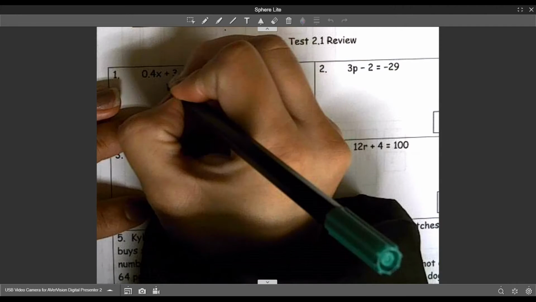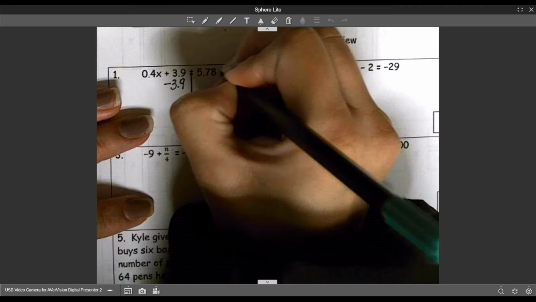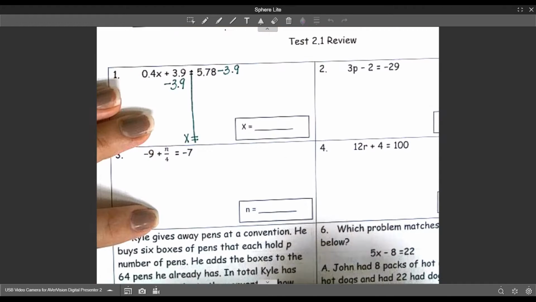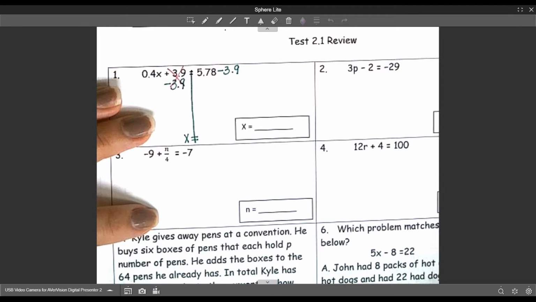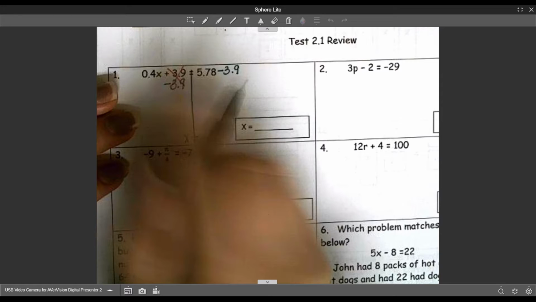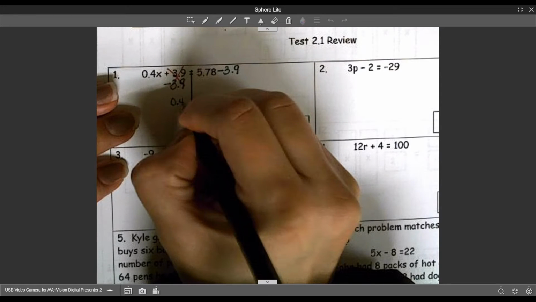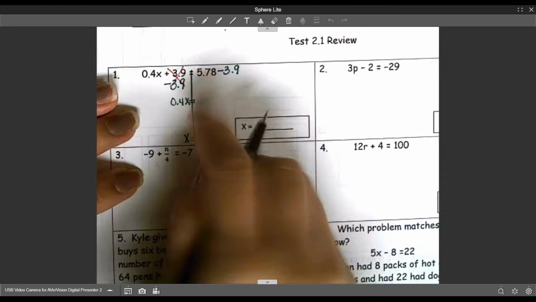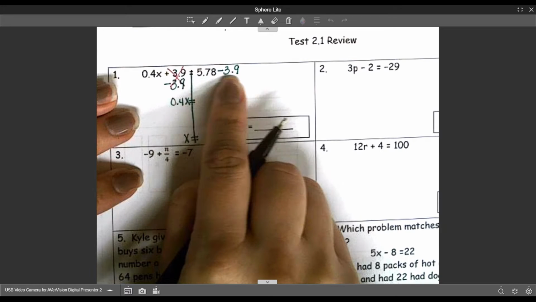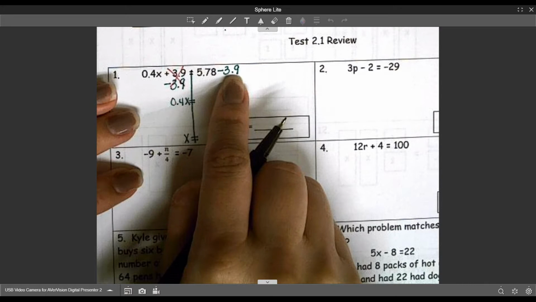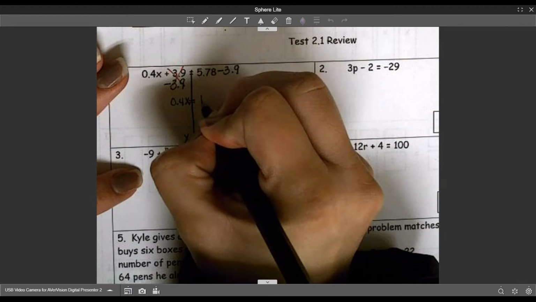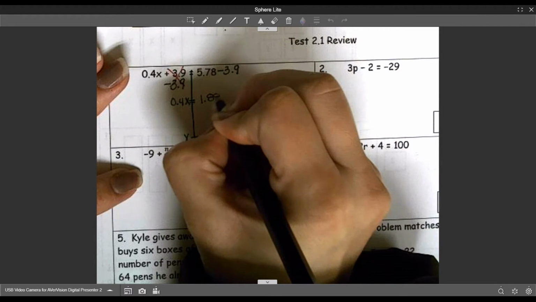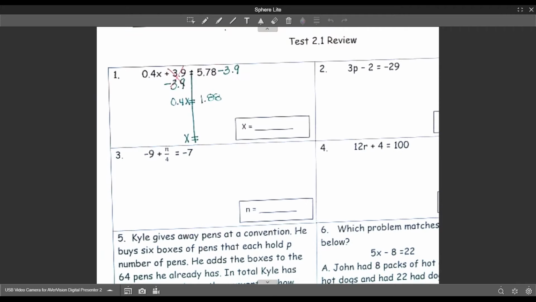Now remember that if you do it to one side, you have to do it to the other. So minus 3.9, that gets canceled out, and I'm left with 0.4x. 5.78 minus 3.9 is going to give me 1.88.